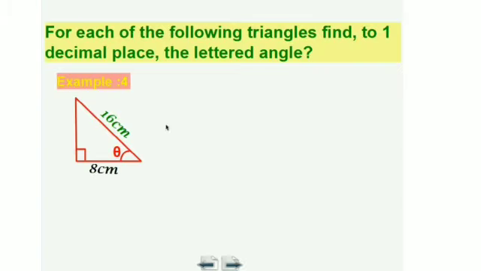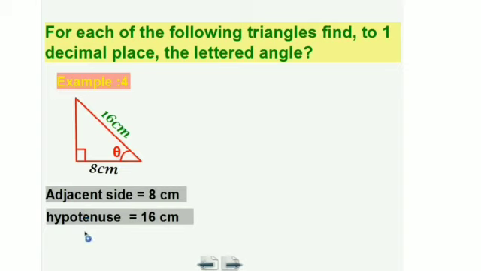This is the first example. For each of the following triangles, find theta to 1 decimal place. Remember, we should write the answer to 1 decimal place because the question mentions 1 decimal place for the lettered angle. We want to find this theta. Compared to this theta, this is our adjacent side and this is the hypotenuse. So we know hypotenuse and adjacent, but we should find the value of theta, that means this angle. So what are the things we know? Adjacent side is 8 centimeter and hypotenuse is 16 centimeter.